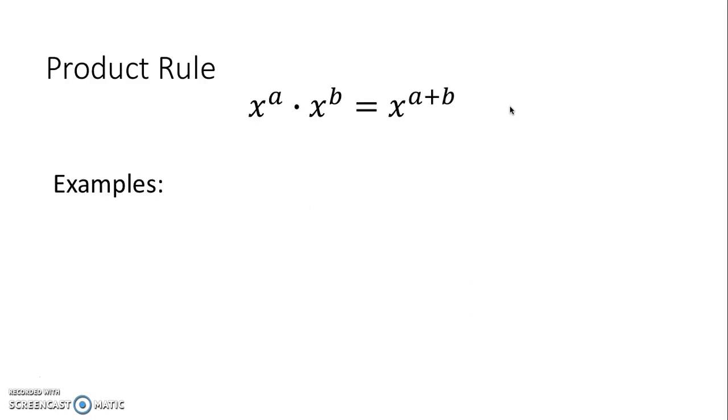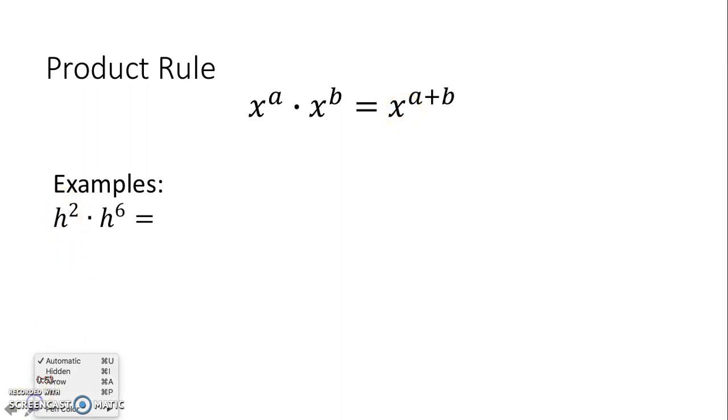So our first rule is the product rule. So we have x to the a power times x to the b power. When we multiply them together, we can simplify it to equal x to the a plus b. So we multiply, we add. So during the product rule, we add. So x to the a power times x to the b power is equal to x to the a plus b power.